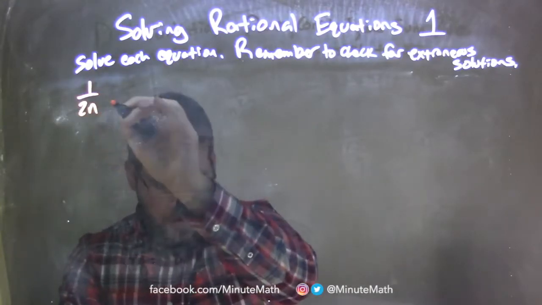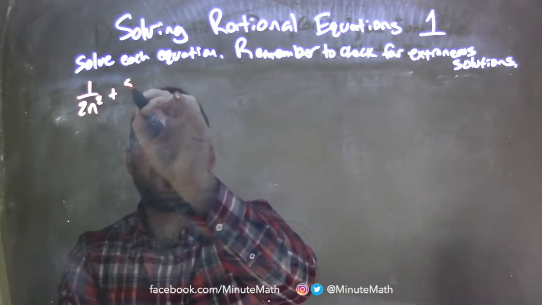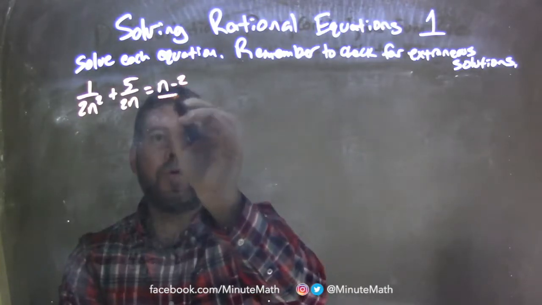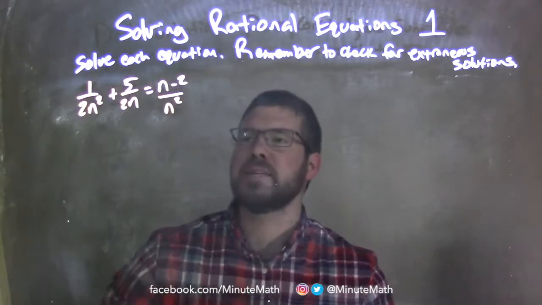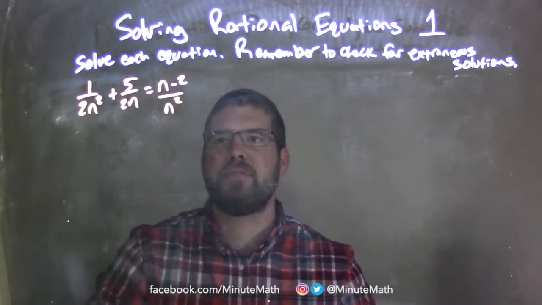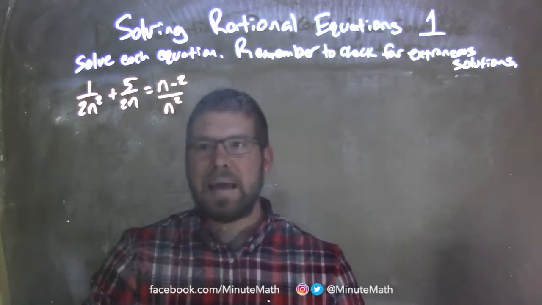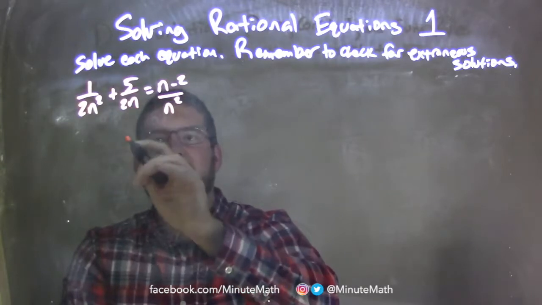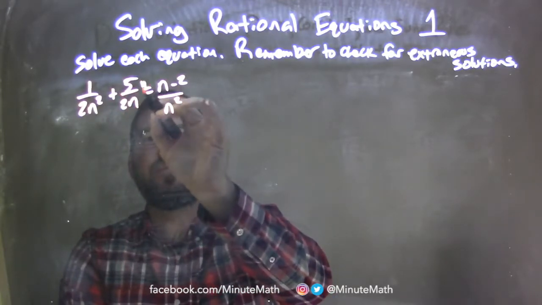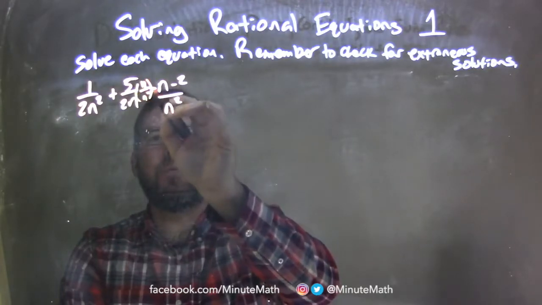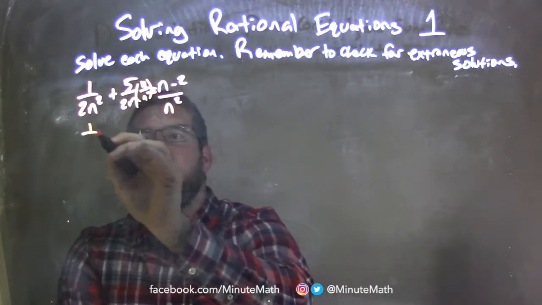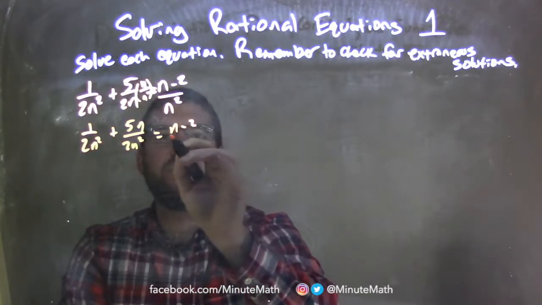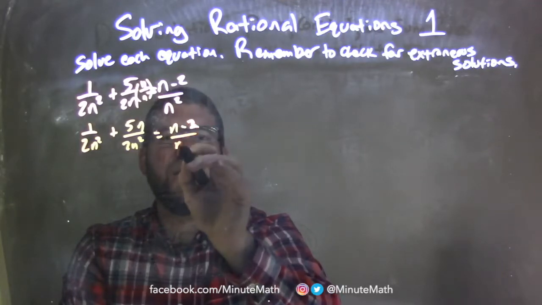1 over 2n squared plus 5 over 2n is equal to n minus 2 over n squared. But what I see here is I want to combine these two fractions, but they don't have the same base. Since they don't have the same base here, I need to rewrite this 5 over 2n to have the same base. So I want to multiply it by n over n. Okay? And so in doing so, I have 1 over 2n squared plus 5n over 2n squared now is equal to n minus 2 over n squared.